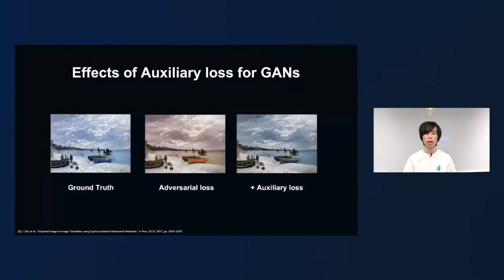GAN is known for producing images that look real, but in some cases, you may not get the result you want. This is an example showing the result of solving the task of converting a human-drawn picture into a realistic photo using CycleGAN, a model for image domain conversion.